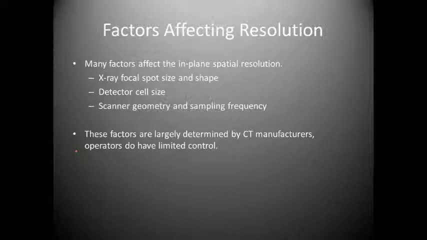All of these things are largely determined by CT manufacturers, and we have very limited control of those, such as the detector cell size, which we can kind of determine by slice thickness, and sometimes the X-ray focal spot size. But other than that, we have very little control.